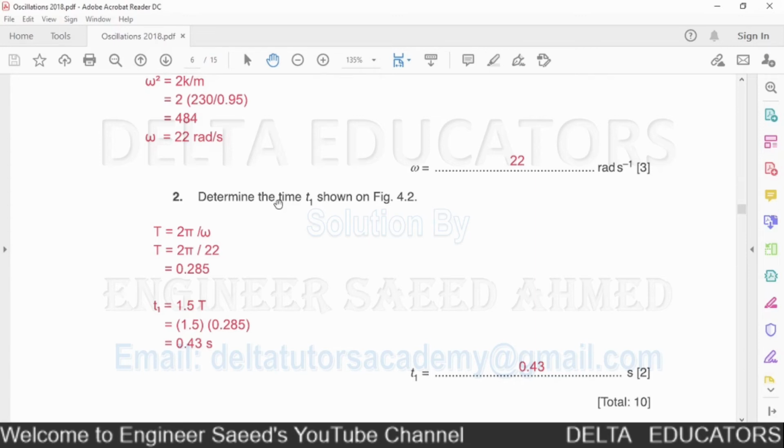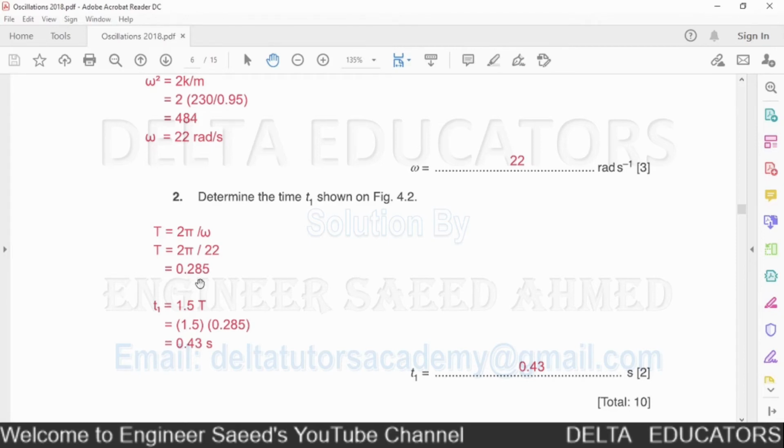Now how can we get the value of the time period? Time period is given as 2 pi over omega. Omega we have calculated in the previous part. So by substituting the value of omega, we will get the value of time period. Time period will be equal to 0.285.